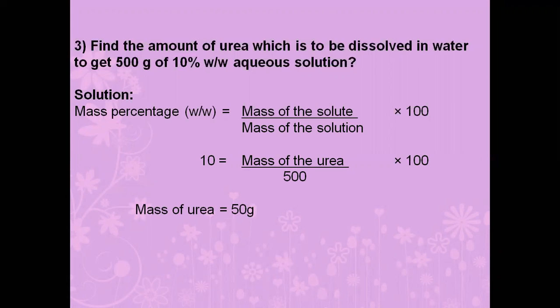500 divided by 100 gives 5, so mass of the urea divided by 5. The 5 goes to the left side. So 10 into 5 is 50. So the mass of the urea, that is mass of the solute, equals 50 gram. In these three problems we found the mass percentage. So this problem is based on the mass percentage. Okay, next.